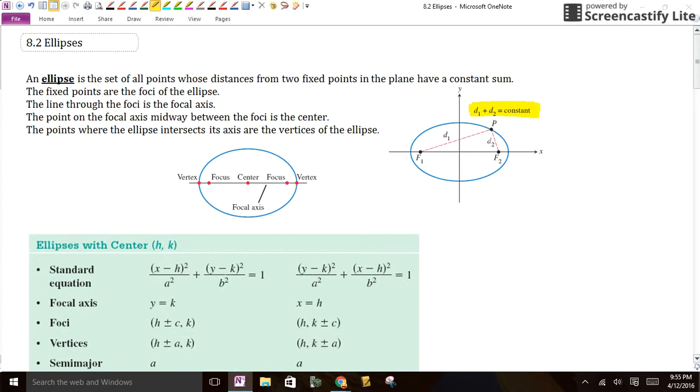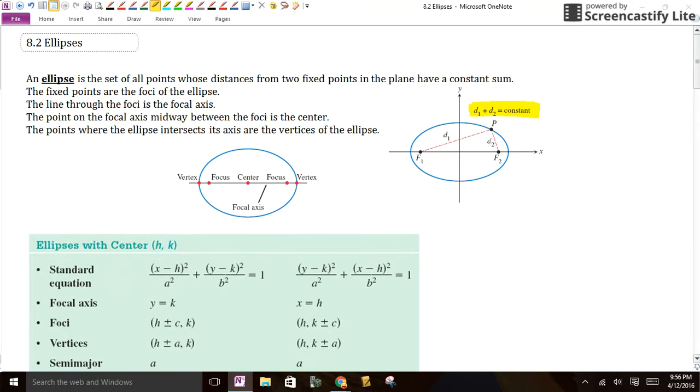If you draw a line through those, that's called the focal axis. The ellipse is usually stretched in one direction or the other, and so one way will be called the vertices and one way will be called the co-vertices. The vertices are in the longer direction. They're on that focal axis. The center is right between the two vertices. It's right between the two foci. And it's right between the two co-vertices. So all that stuff is there.